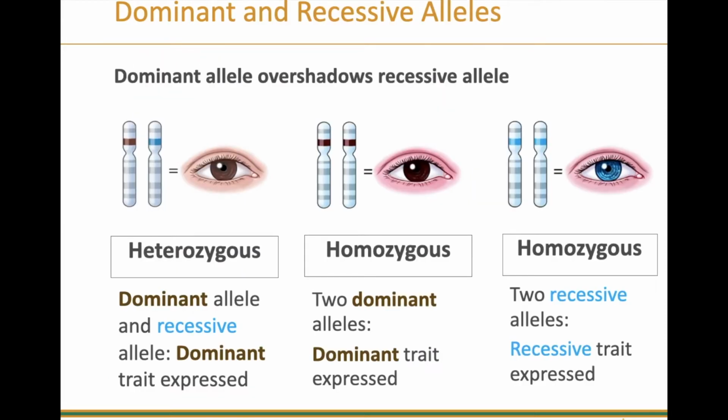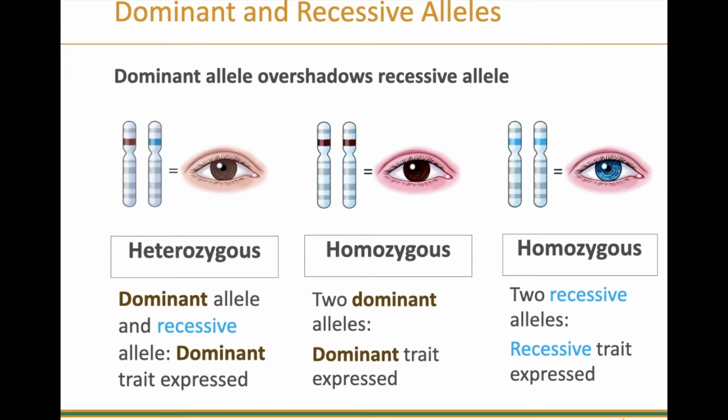Then we need to know what dominant and recessive alleles are. So dominant alleles are going to overshadow recessive alleles, and then recessive alleles are going to be overshadowed. So here on the left we have a heterozygous person, so they have one brown and one blue allele, but since brown is the dominant allele, this person has brown eyes.